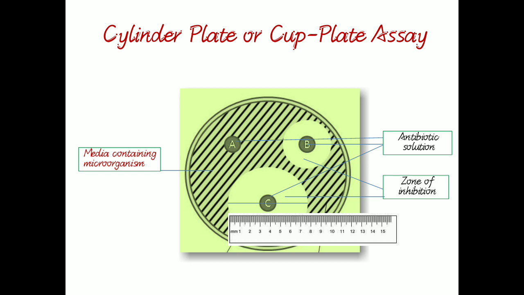For framycetin, Bacillus pumilus and Bacillus subtilis are used. For gentamicin, Staphylococcus epidermidis is used. For kanamycin sulfate, both Bacillus pumilus and Staphylococcus aureus are used. For neomycin, Staphylococcus epidermidis, and for novobiocin also Staphylococcus epidermidis is used. For nystatin, Saccharomyces cerevisiae is used, as for amphotericin B also.